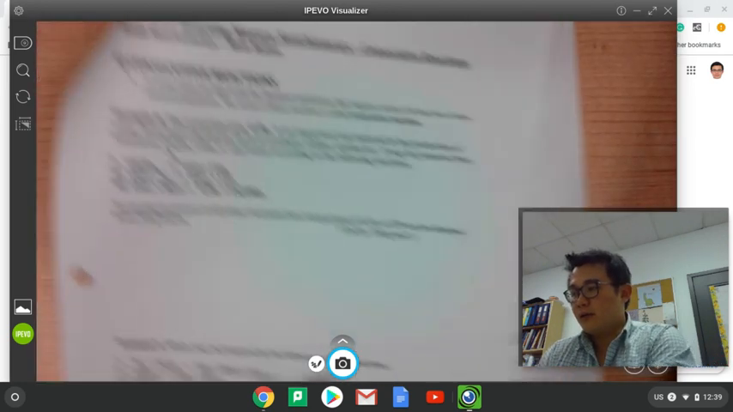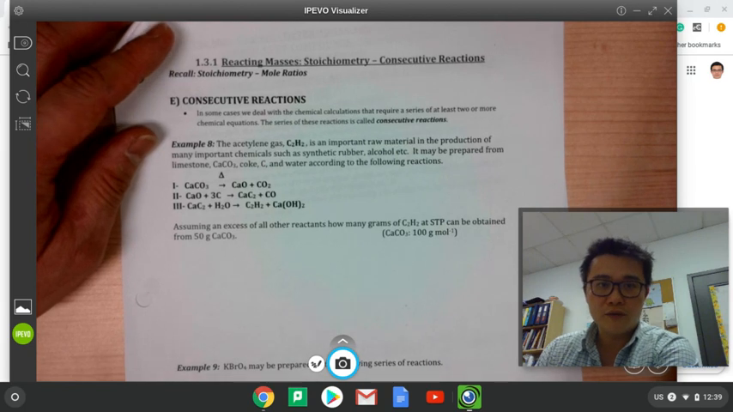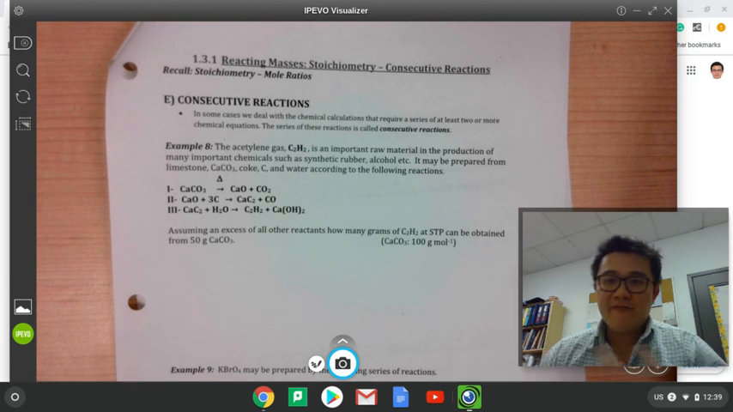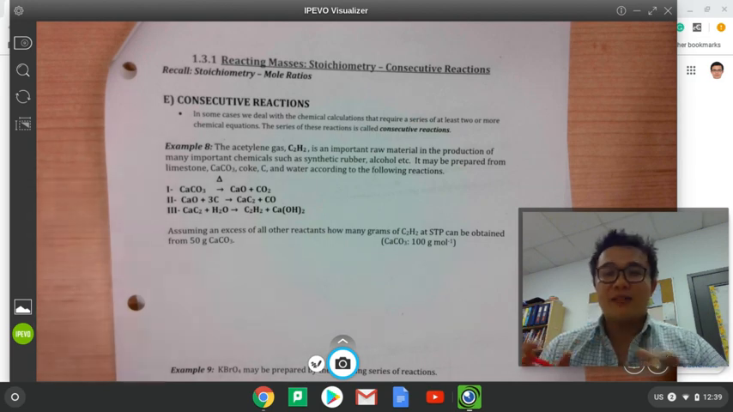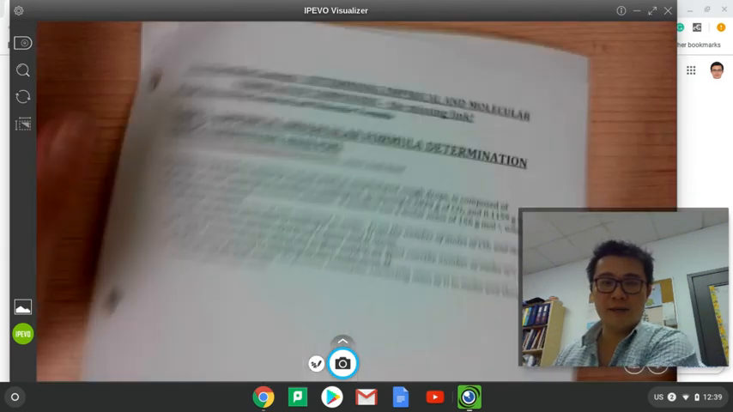The second part that you will learn later on is the consecutive reaction. I'm going to go over that a little bit more. For those of you who are in biology, you kind of have a head start, since we have been talking more about cellular respiration, so you can think of it that way. Okay, so let's get started on the combustion analysis.